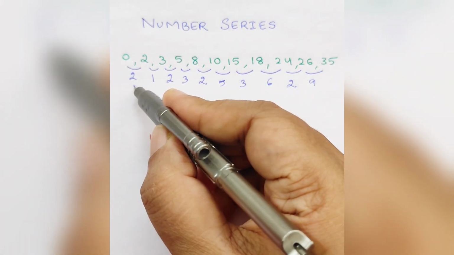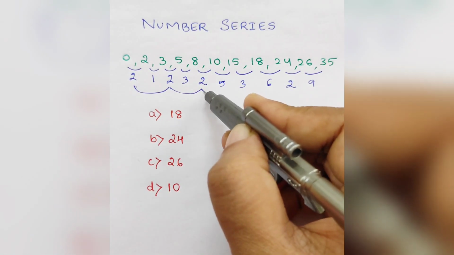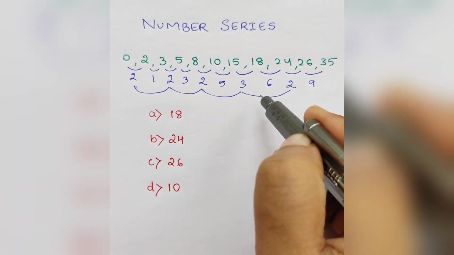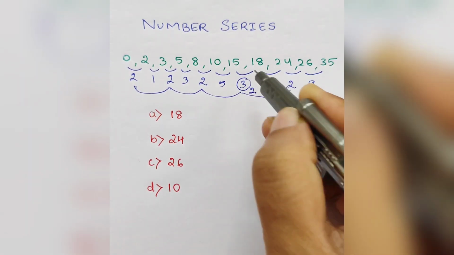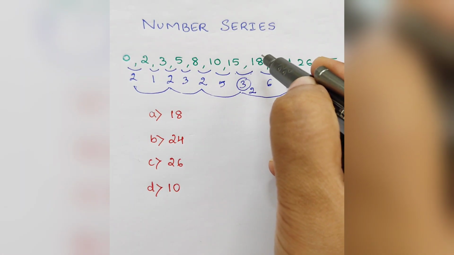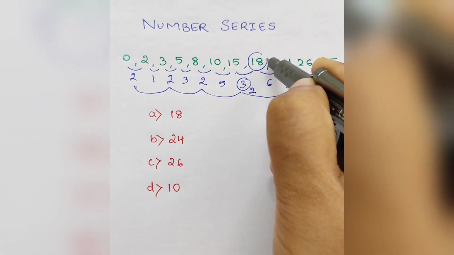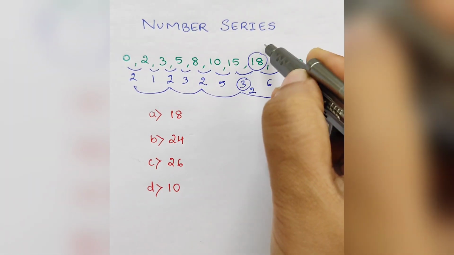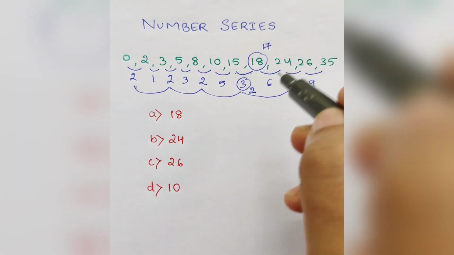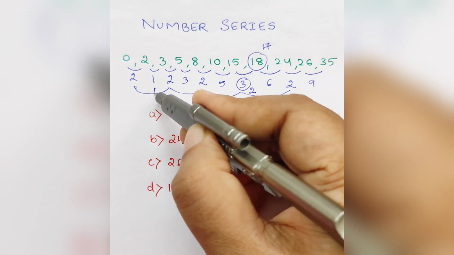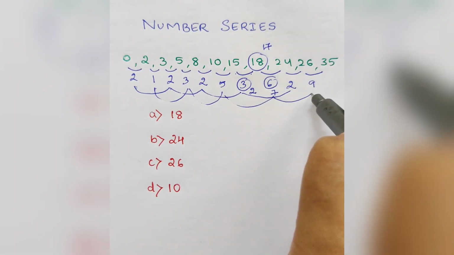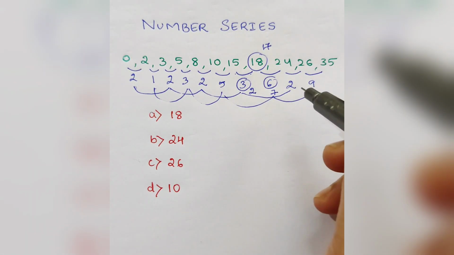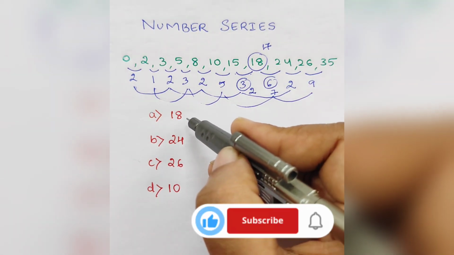So here we can see that 2, 2, 3 and 2 form a sequence. So here instead of 3, it should have been 2. The difference here must have been 2. So the wrong number here is 18. Instead of 18, it should have been 17. So the next pattern is 1, 3, 5. So instead of 6, it should have been 7. So 5, 7, 9. These are odd numbers. So the wrong number here is option A, 18.